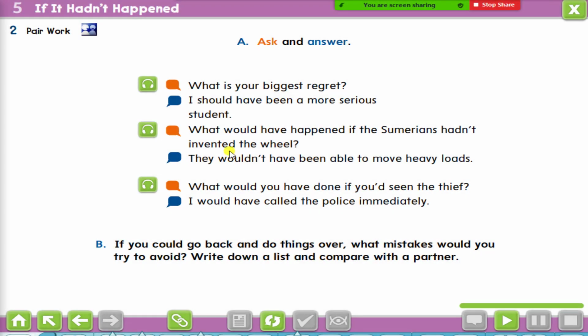To express regret here, we say I should have been. Here, they wouldn't have been. And here, I would have, and the past participle. All these expressions are used to express regret, something I had done in the past and I wish it hadn't been done.